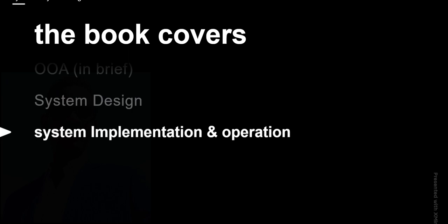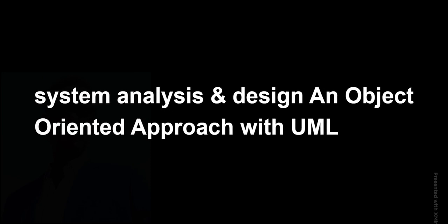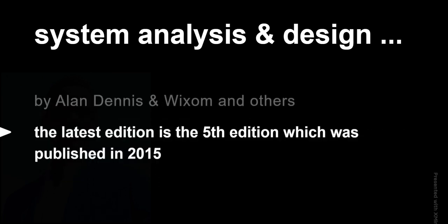This first reference talks about system analysis and design, the traditional or old approach. The second reference, under the title System Analysis and Design: An Object-Oriented Approach with UML, discusses the modern approach for analysis and design of information systems. Also, it's a textbook written by Alan Dennis, Barbara Wixom, and others, as I said, and the latest edition is the 5th edition, which was published in 2015.